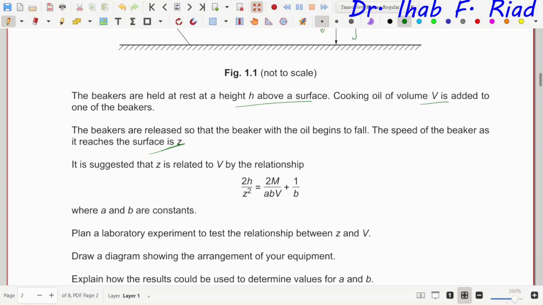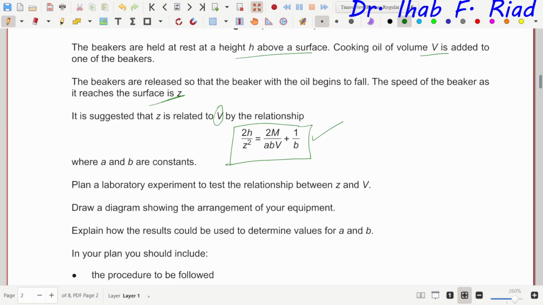It is suggested that Z is related to the volume V of the oil by the relation we are given, relating the speed of the beaker before hitting the surface, Z, and the volume of the oil used, where A and B are constants. Plan a laboratory experiment to test the relationship between Z and V.